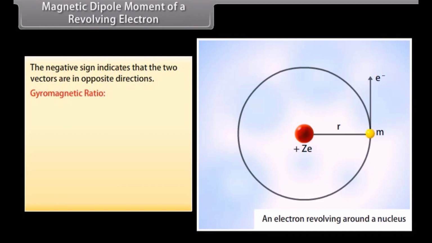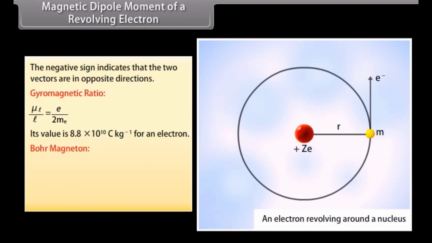Gyromagnetic ratio. Mu L upon L is equal to e upon 2 m_e. Its value is 8.8 into 10 raised to the power 10 coulomb per kilogram for an electron. Bohr magneton. Mu B is equal to e h upon 4 pi m_e. Its value is constant and equals 9.27 into 10 raised to the power minus 24 ampere meter square.